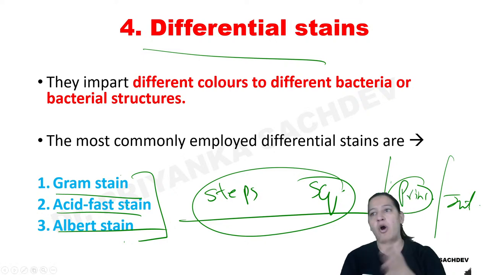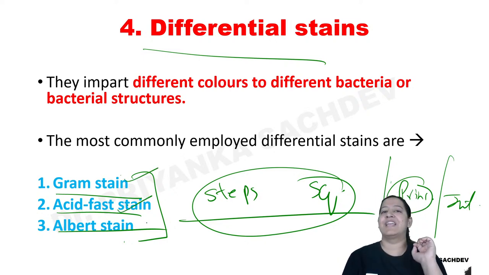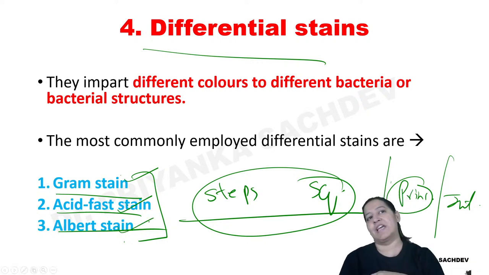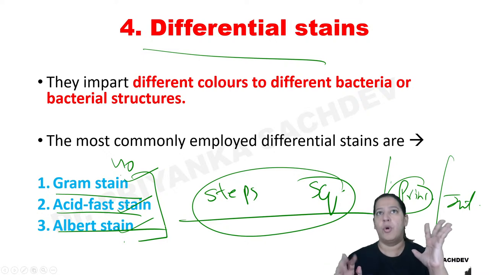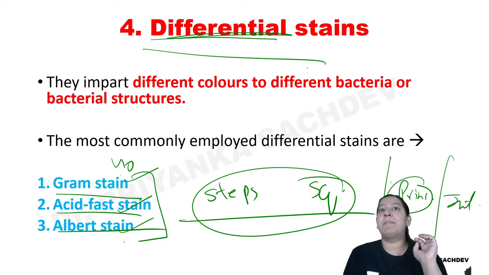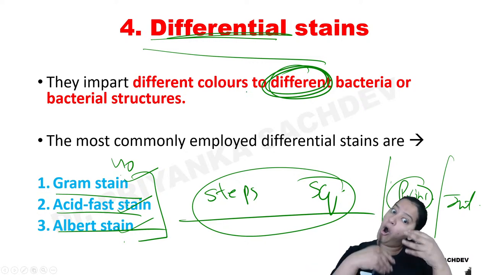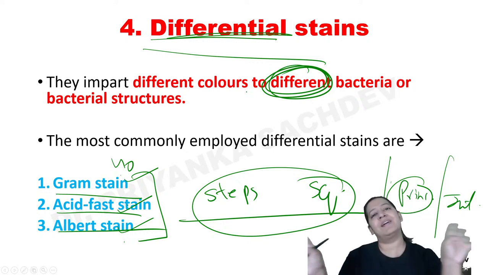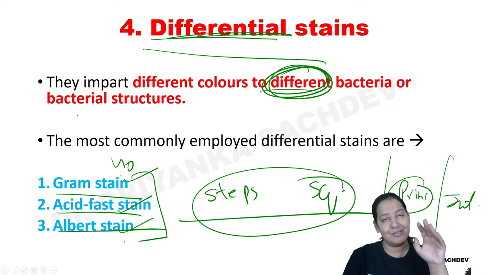Which is gram positive? Which is gram negative? Which is acid fast positive? Which is acid fast negative? Which is Albert positive? Which is Albert negative? So divide all 40 bacteria among them. Likewise, you should know. Differential is called differential because they give different colors to different bacteria. Simple was giving all bacteria the same color. Differential gives different bacteria different colors. That's why it is known as differential.